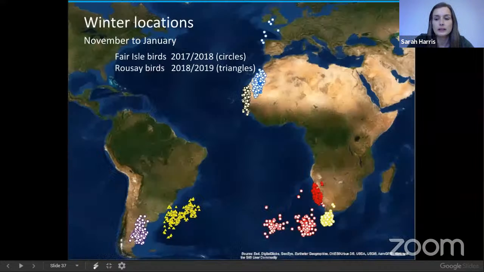So if we look at the wintering locations now, we've got the Faroe birds, 2017, 2018 in circles, and then the Rousey birds in triangles. So the Rousey birds are these two here, and the rest are from Faroe. We're not suggesting that the birds overwintered in the Sahara. These are rough and ready results. They're going to be refined in the coming months, so it should give us a more accurate location where these birds have been. We can see that they're pretty well spread out in the winter.